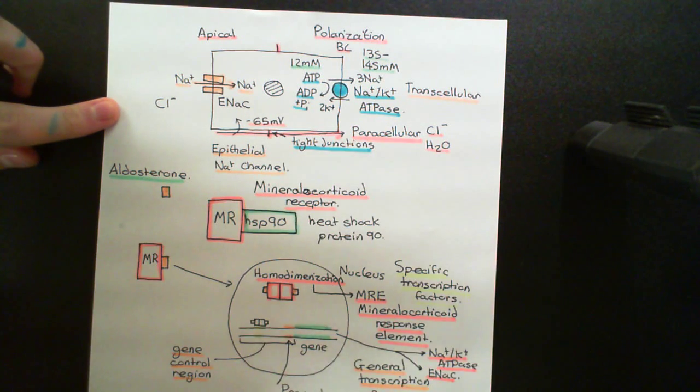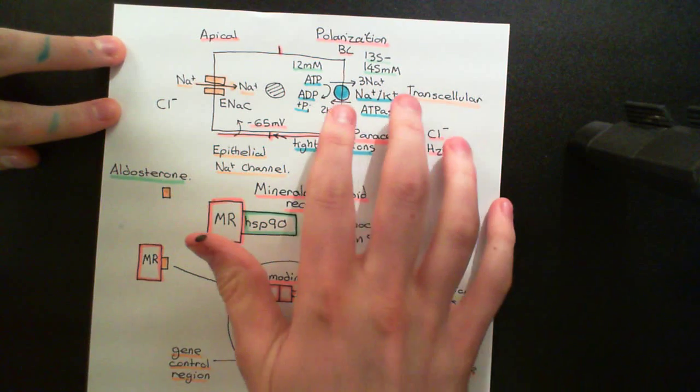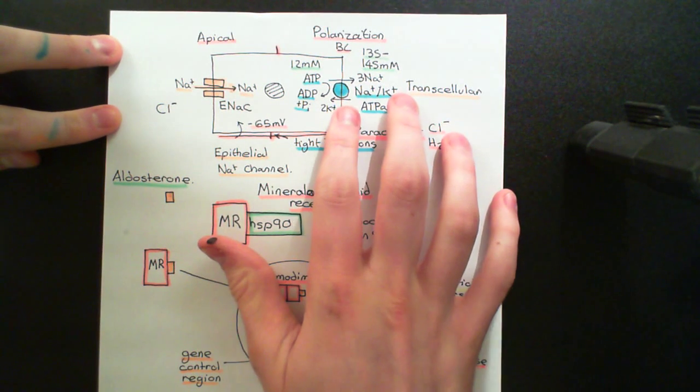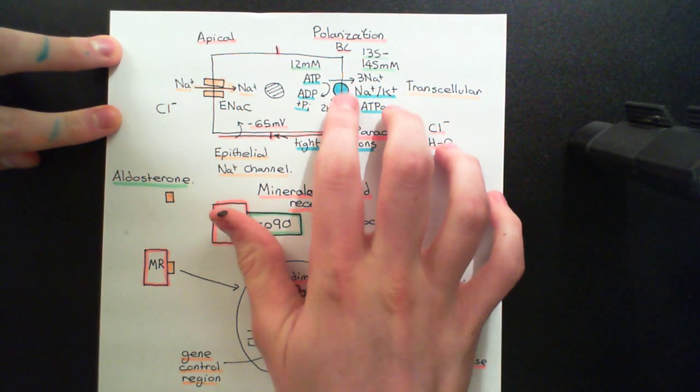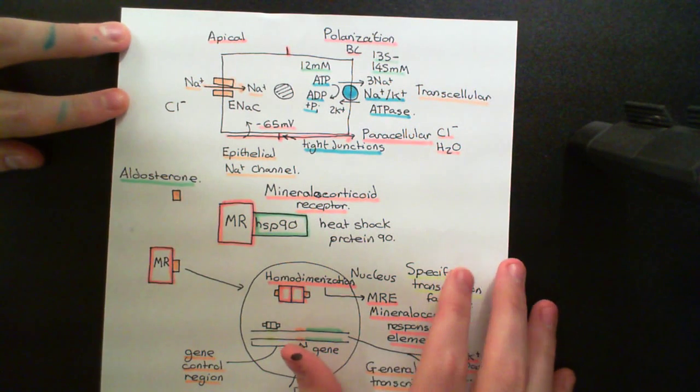But of course, when you increase your levels of these, you're going to have to make sure that they end up in the correct membranes. You're going to have to make sure that the sodium-potassium ATPases all end up in the basolateral membrane and the ENaC proteins all end up in the apical membrane.